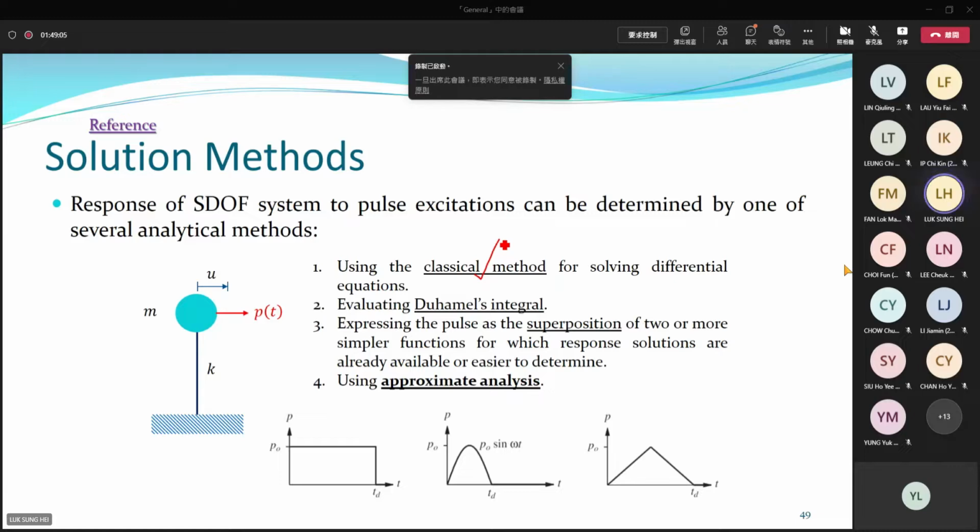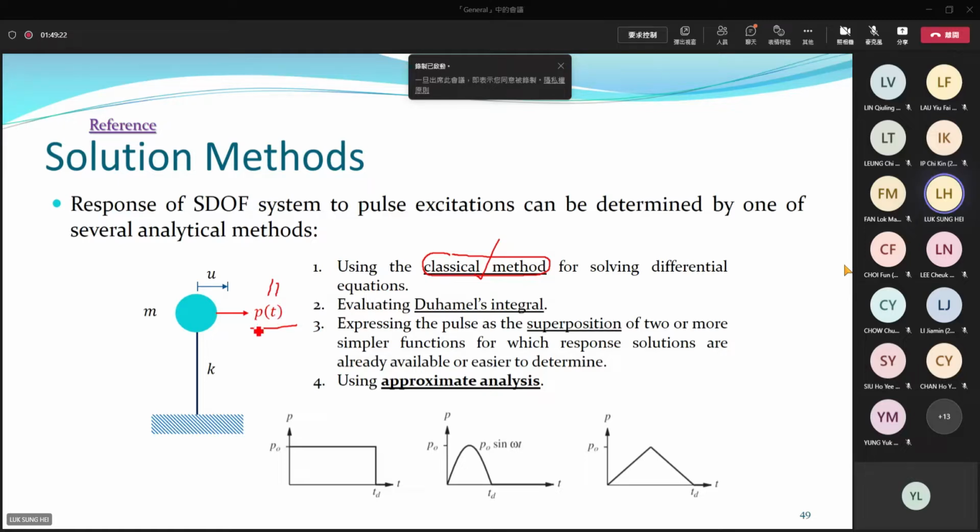But sometimes you cannot get the result easily. If you want to solve the equation using the classical method, solving the differential equation, the criterion is that you need to express the loading using some math function, sine function, cosine function, etc.